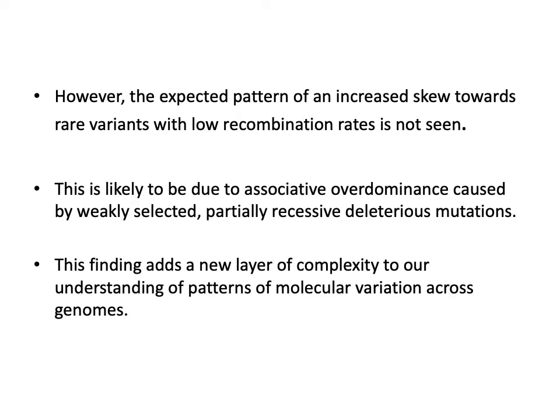However, the expected pattern of an increased skew towards rare variants when you've got low recombination rates is not seen. And this is likely to be due to associative overdominance caused by weakly selected, partially recessive deleterious mutations. And this finding adds a new layer of complexity to our understanding of patterns of molecular variation across genomes, which needs to be taken into account in future investigations.